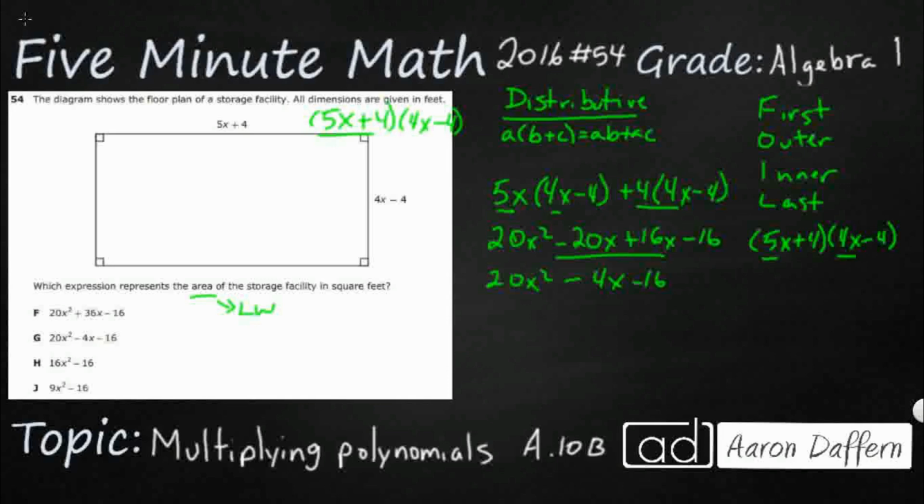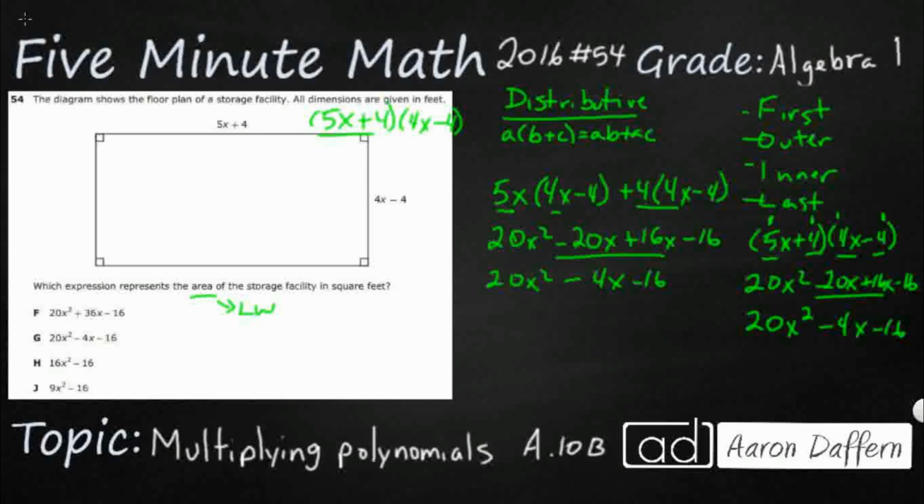So we're going to take our first terms, 5x times 4x, that's 20x squared. Then take your outer terms, that's your 5x and your minus 4, so that's minus 20x. And then your inner terms, that's going to be your 4 and 4x, plus 16x. And then your last, your 4 and negative 4, that's going to be minus 16. And so when you simplify, it turns out to be the same thing, obviously. 20x squared, minus 4x, minus 16. Now, that's another way we can solve this. FOIL, we can use the distributive property.